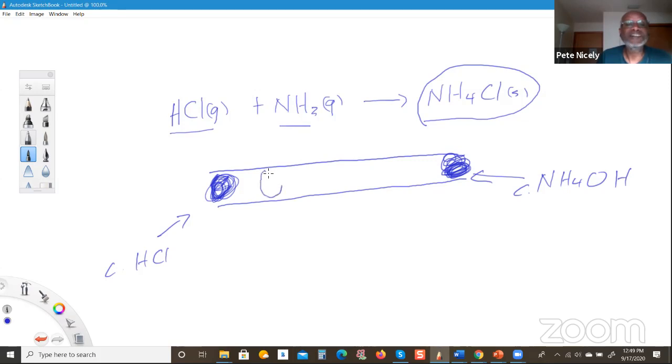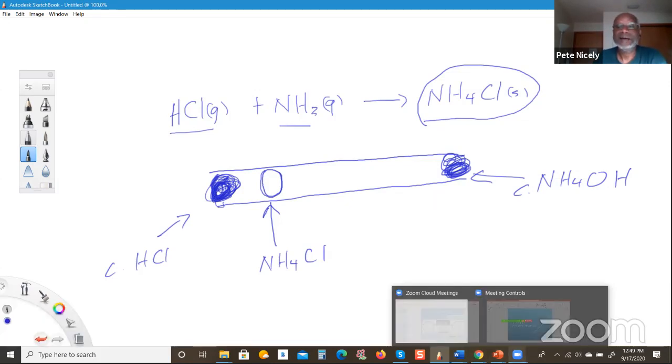a white ring formed closer to the cotton with the hydrochloric acid, and that would be the ammonium chloride, right? And the same argument applies. The hydrochloric acid molecule travels slower compared to the ammonia, so therefore when they meet, they will meet somewhere nearer to where the hydrochloric acid soaked cotton is located. So that's another demonstration of the fact that you can show that the hydrogen chloride gas molecules move slower compared to the ammonia molecules. Okay, any questions?